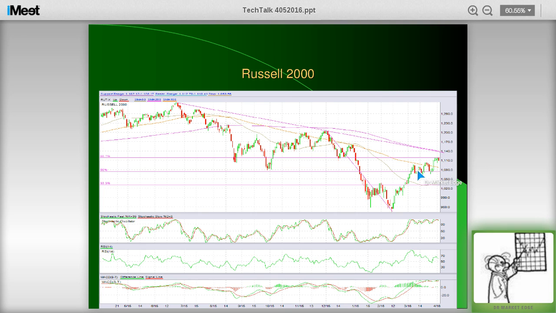That's the 100-day. That's where we had a little bit of building up around here, right around 1075, 1080. The pivot point on the Russell 2000 is 1087.